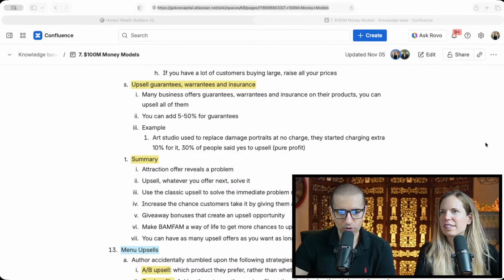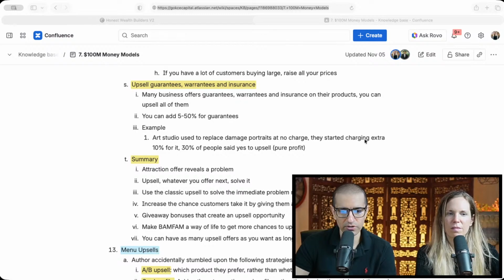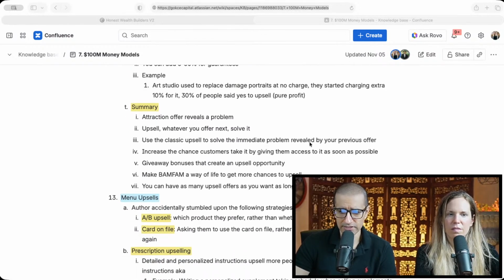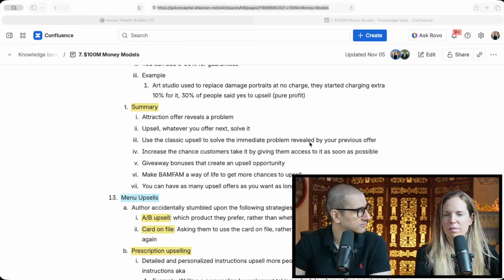Upsell guarantees, warranties, and insurance. So many businesses offer guarantees, warranties, and insurance on their products. You can just upsell them all. You can add 5 to 50% for guarantees. Example, an art studio used to replace damaged portraits at no charge. They started charging an extra 10% for it. 30% of people said yes to it, and it was all profit.